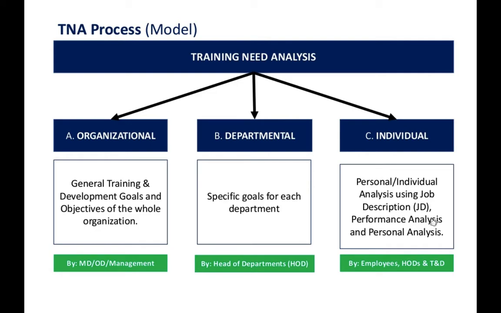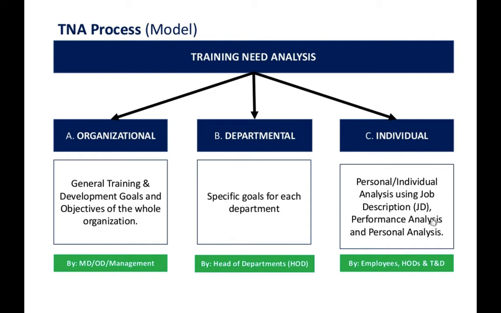The second version is departmental TNA, which are the specific goals for each department. So let's say a whole organization has around 10 departments. That means each of these departments will be doing their TNA, a general objective of what each department would like to reach as a goal when it comes to learning and development. So who's doing this? Usually the manager of the department or the head of the department.